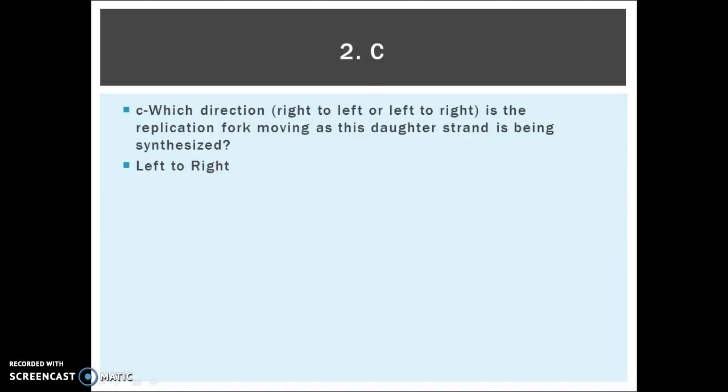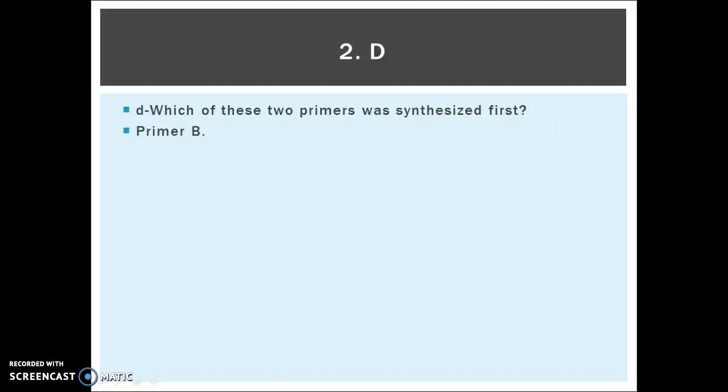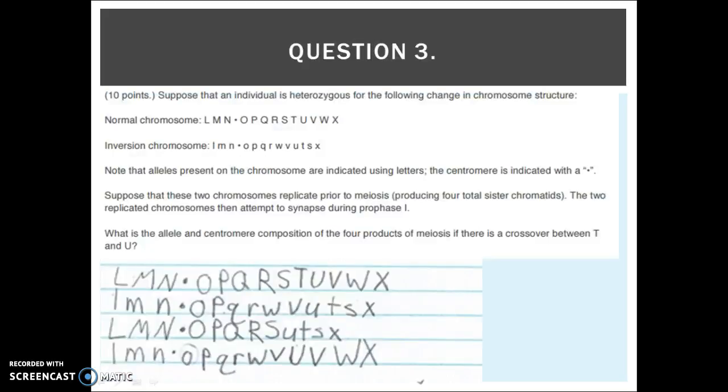C. Which direction, right to left or left to right, is the replication fork moving as the leading strand is being synthesized? And it's left to right. And D. Which of these 2 primers will synthesize first? And it's primer B.